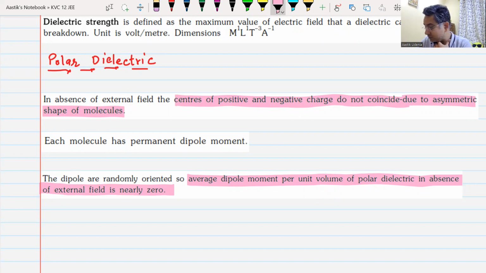What happens? I skipped that part because you told me that you understand dipole moment. What happens when you put this dipole in an electric field? They will align themselves in the direction of the electric field. Yes or no? Stable equilibrium, we call it.